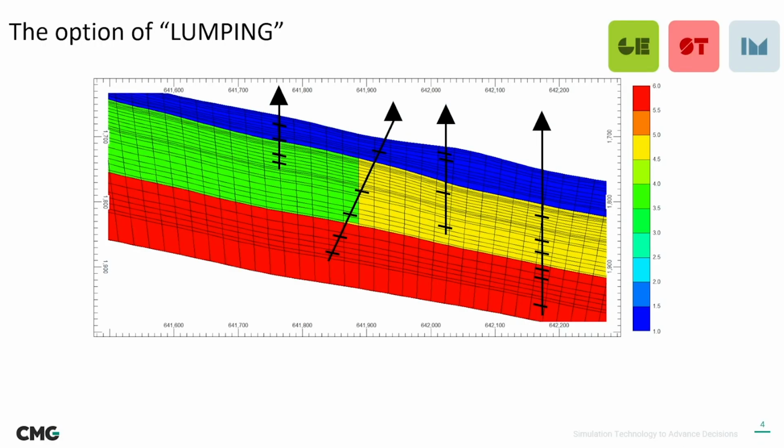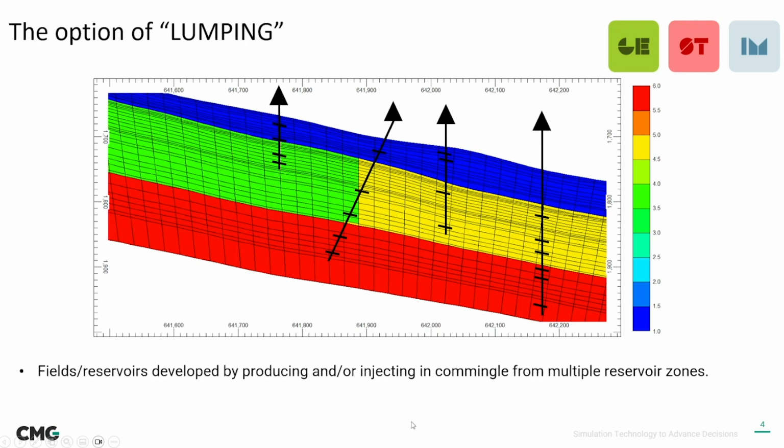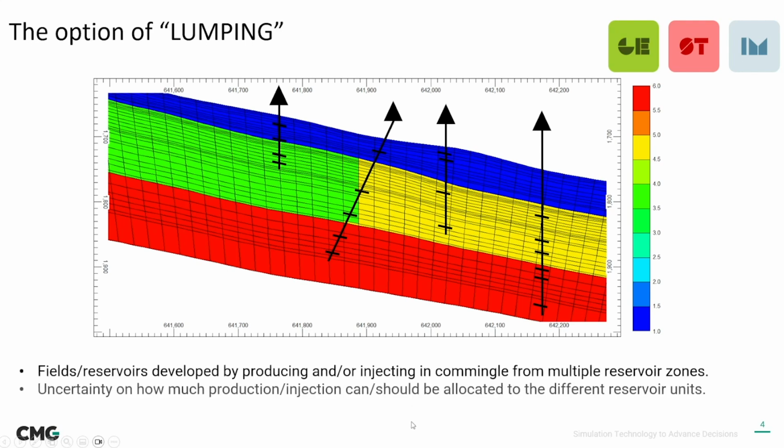The option of lumping can become very useful when working with fields or reservoirs historically developed by producing or injecting commingled from multiple zones, where basically there is a big uncertainty on how the historical production and injection can or should be deconvolved among the different stratigraphic units.